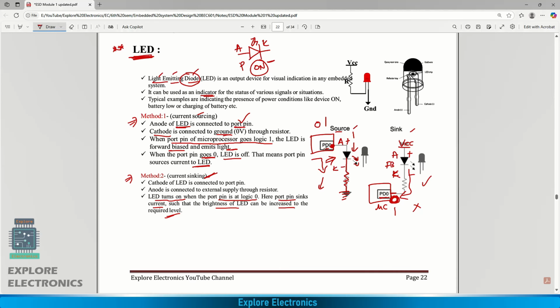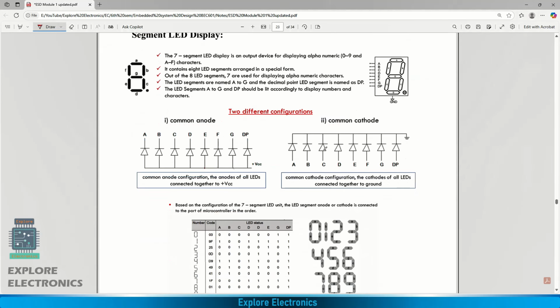That is what an LED is. Then comes the 7-segment display.